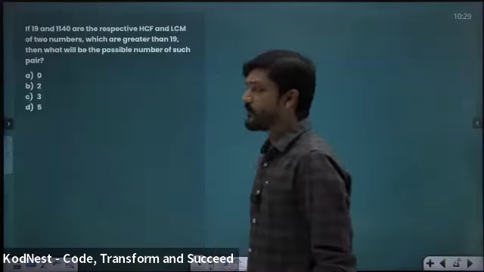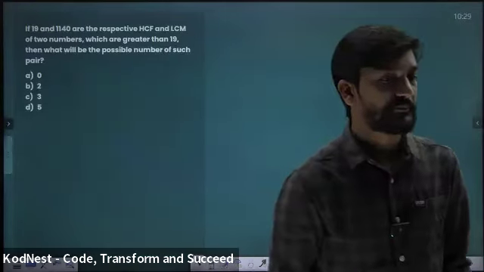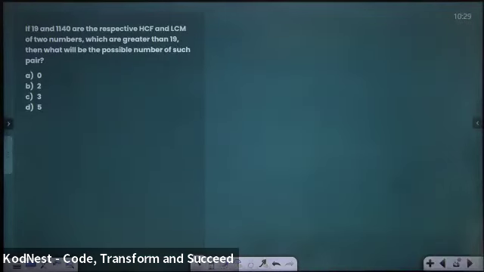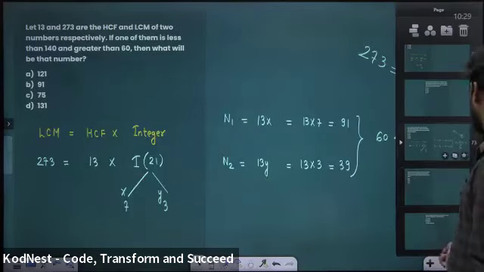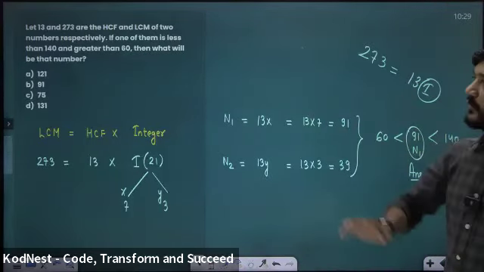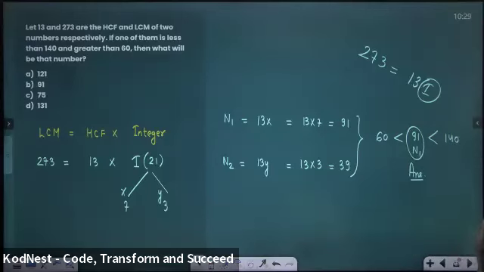All right, please try this question. How to take 21? I'm not taking 21. 21 we have to find. Once we put LCM and HCF, we have to calculate the integer. 91 comes in the range. One of the numbers is less than 140 and greater than 60.